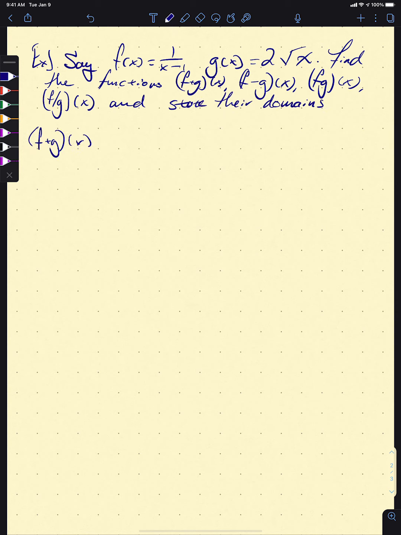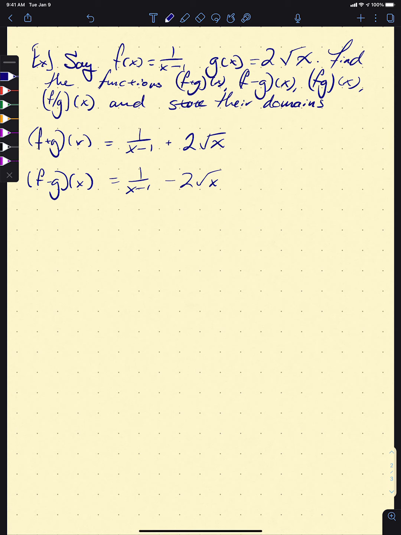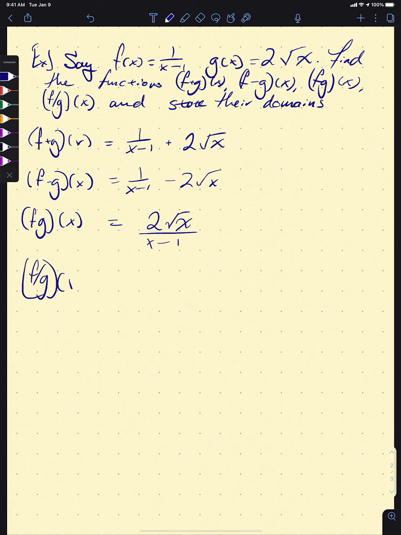So starting with f plus g of x, we're going to have f of x plus g of x. Nice and simple. F minus g of x, well, that's f of x minus g of x. The product of our functions, well, that's simply the product of the functions. It's going to be f times g, so we're going to have 2 root x over x minus 1. And our last one, f over g of x.